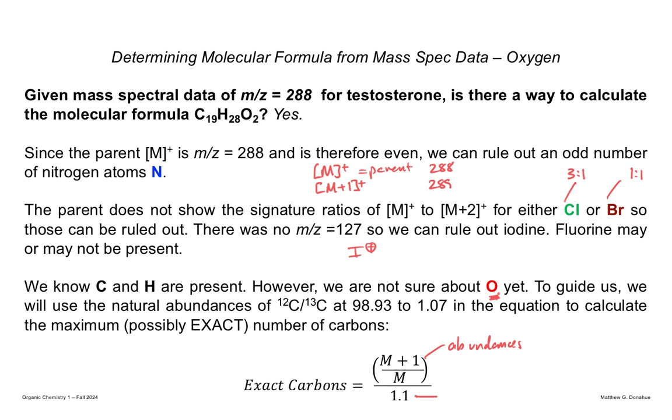The 1.1 number comes from the C13 isotope natural abundance. And so C12 to C13, most of the carbons in our body are C12. So that's 98.9. And then the C13 is the 1.1.